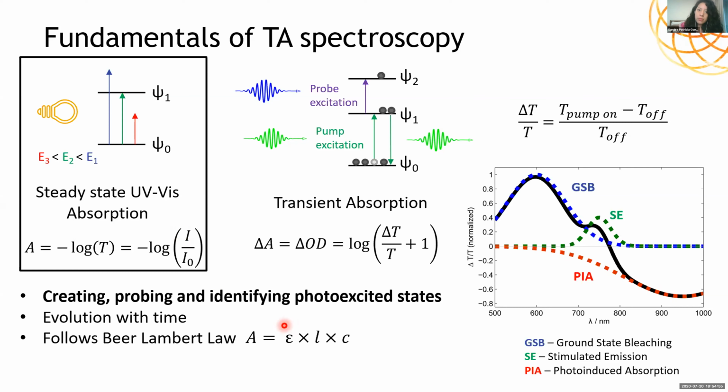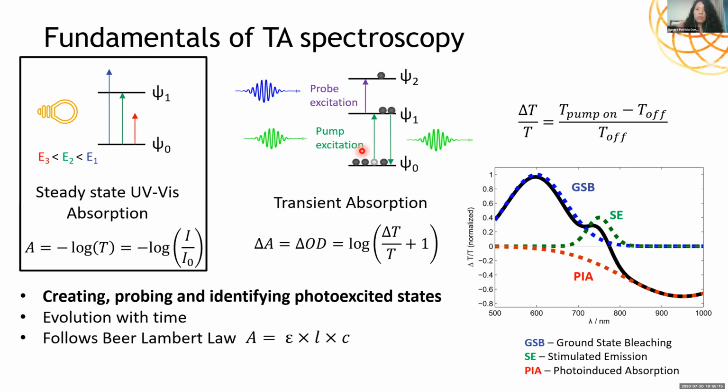So transient absorption spectroscopy follows the same law, but here what we are actually probing is photoexcited states. What we're doing is creating them, probing them, identifying them. And what we are also trying to check is their evolution with time. So how do we do this?